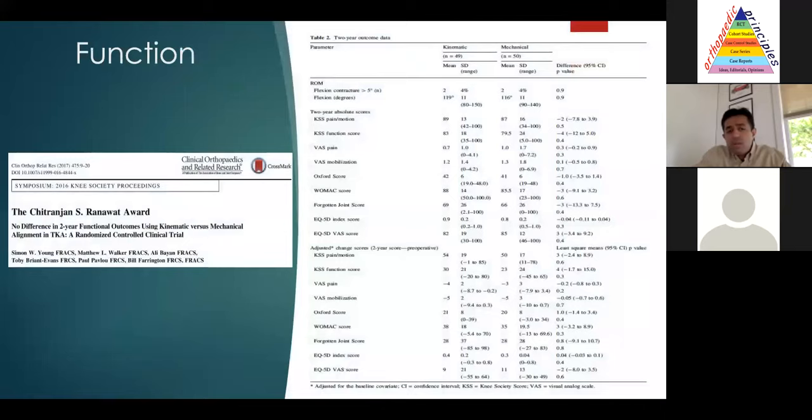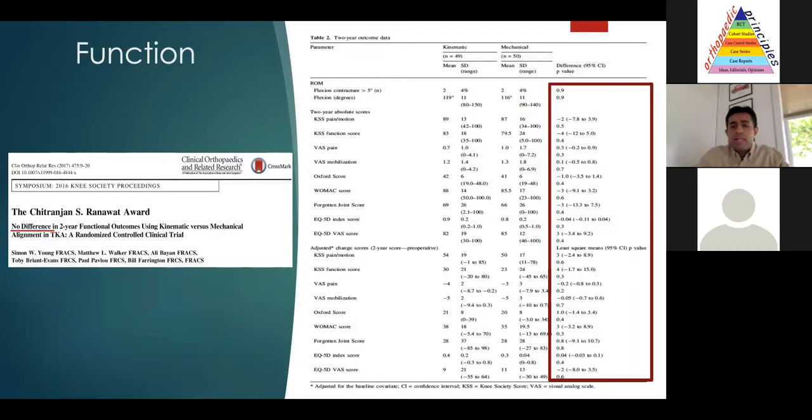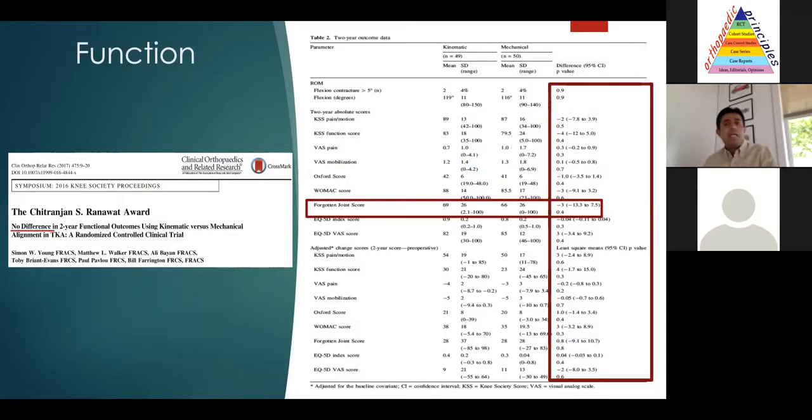This was a very interesting paper that came out of New Zealand, which got the Ranawat Award at the Knee Society meeting in 2007. And they found absolutely no difference in functional outcomes between a kinematically aligned knee and a functional aligned knee at 2 years when you randomize these patients. So they found absolutely no difference. And what is humbling to note is that this forgotten joint score is no different. So whether you give patients a kinematically aligned knee or a mechanically aligned knee, if you do a good job, patients still remember that they have a total knee and they do not forget it. A large proportion of them cannot forget that they have a total knee, maybe because they look at their incision and they've been through extensive physical therapy.